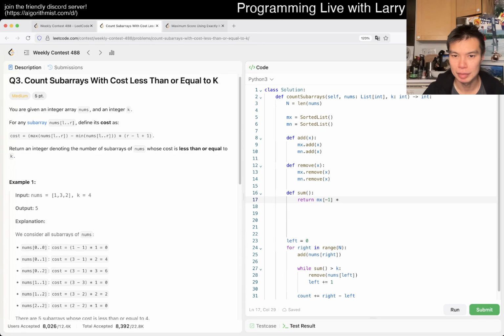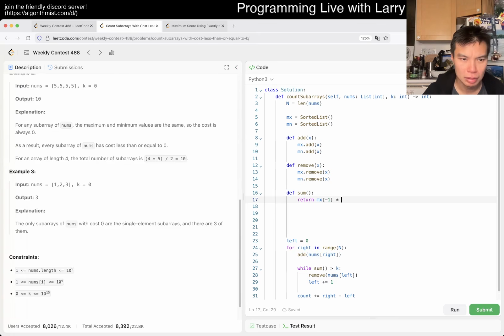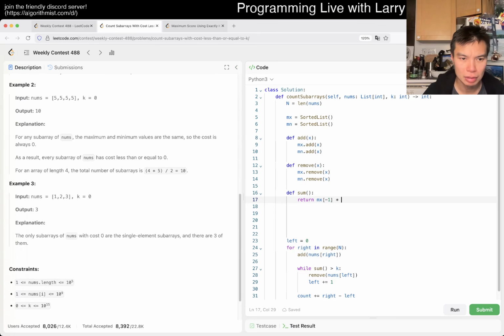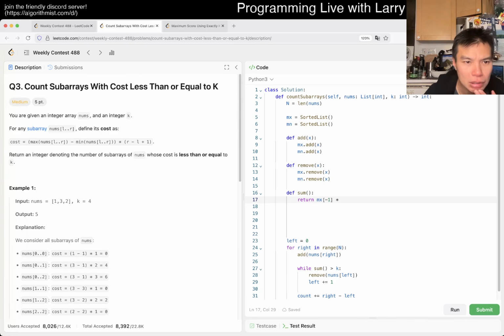That's the number of elements, right? So if you have one element, it could be 0, right? Am I confusing? Oh, because this part would be 0. So one element is always good. Okay, I see. That's what I was looking for. I'm a little bit slow.